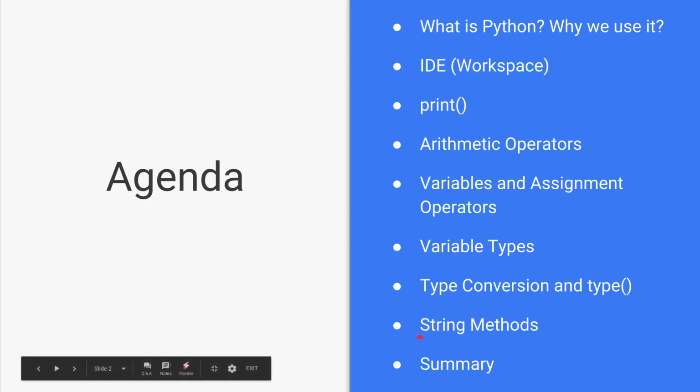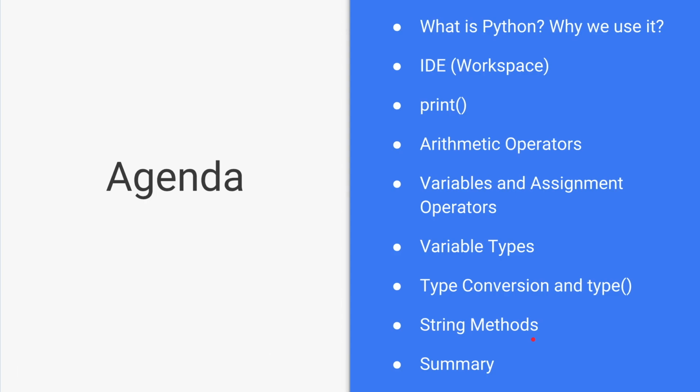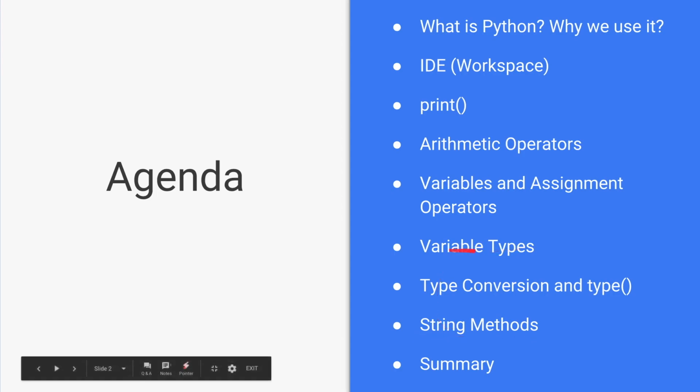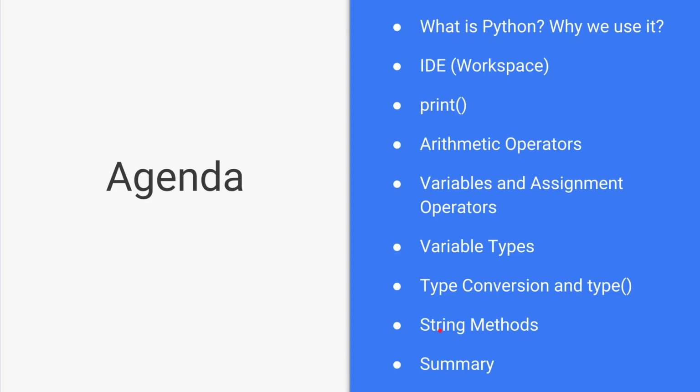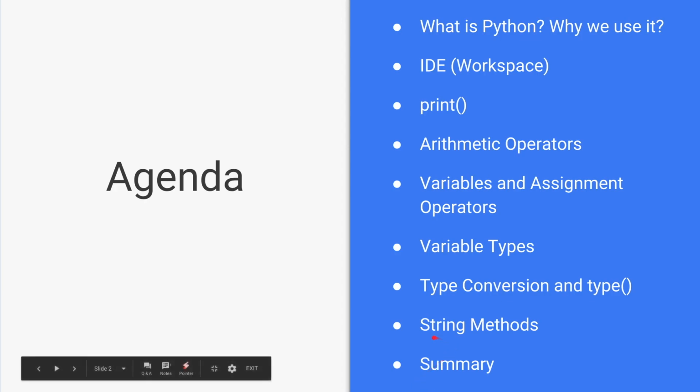The next thing we're going to look at is string methods. Think of it like this: we have a string. A string is a type of variable, which we're going to discuss in the next video. Python offers us a lot of different methods, or different kinds of functions, that we can use on that string to manipulate it to fit our own purpose. So we're going to look into what string methods are, and then we're going to follow it with a quick summary. So let's begin.